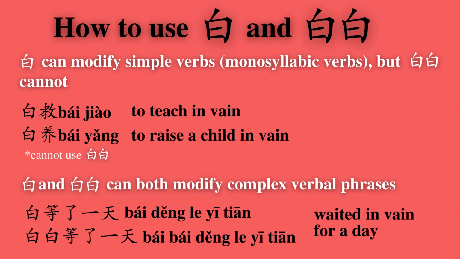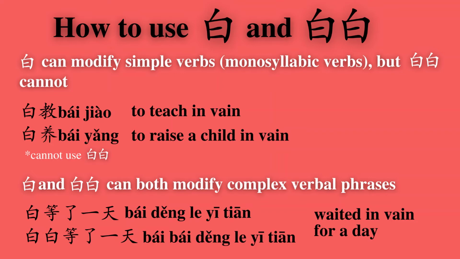However, there are some differences between these two adverbs. 白 can modify simple monosyllabic verbs, but 白白 cannot. You can say 白教 to teach in vain, 白养 to raise a child in vain, but you cannot say 白白教 or 白白养.